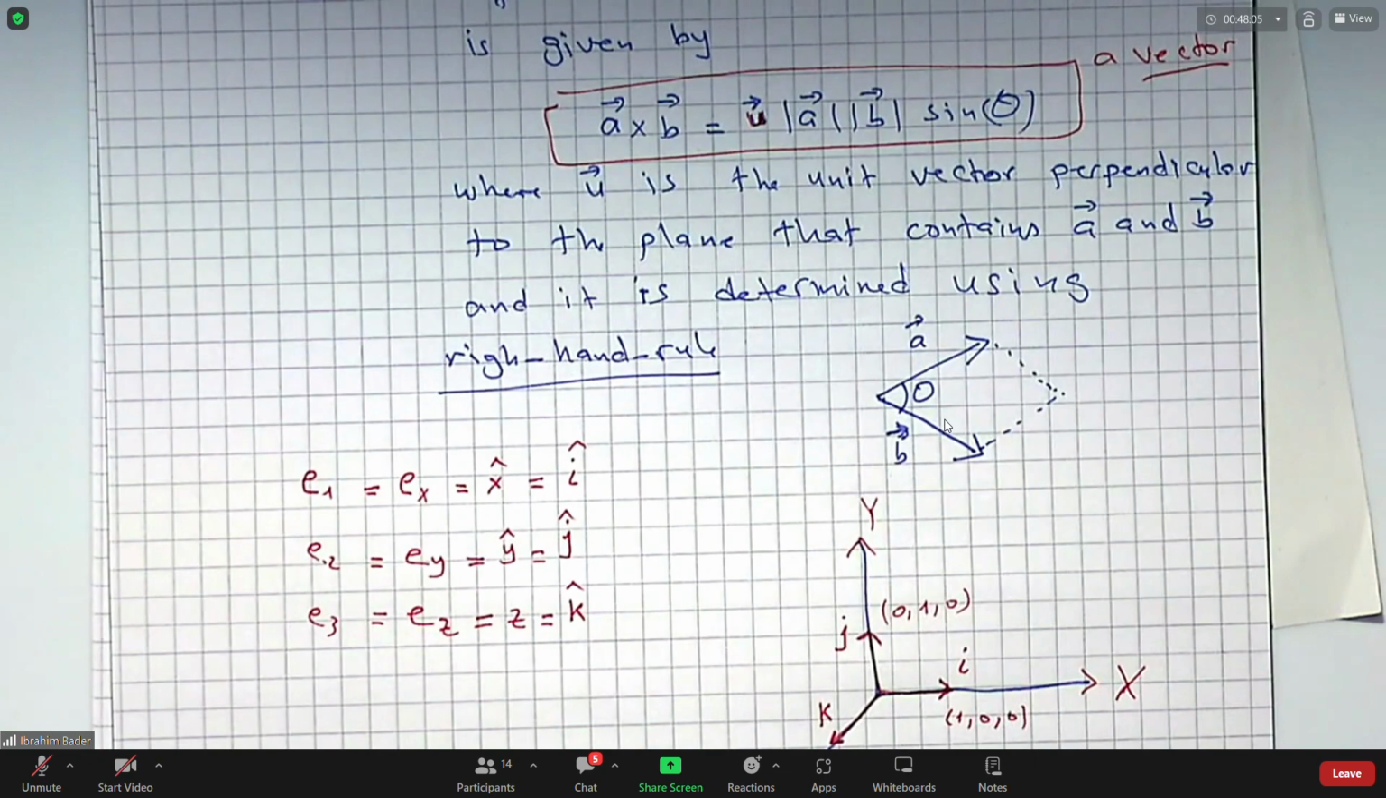Exactly, this is what Mahani, this is what you wrote here. Exactly.